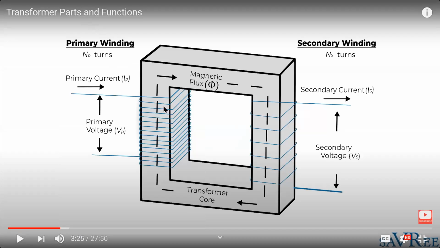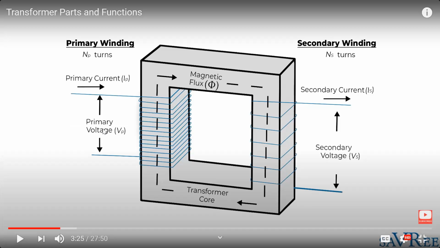Coil 1 is nothing but a winding. This is simple copper wire. Primary winding. And this is the secondary winding. So we have 2 coils, coil 1 and coil 2, the primary coil and secondary coil. Primary winding having NP turns, secondary winding having NS turns.